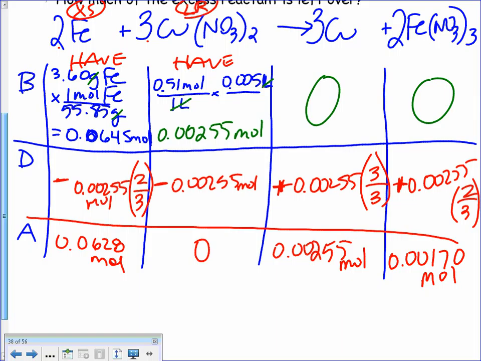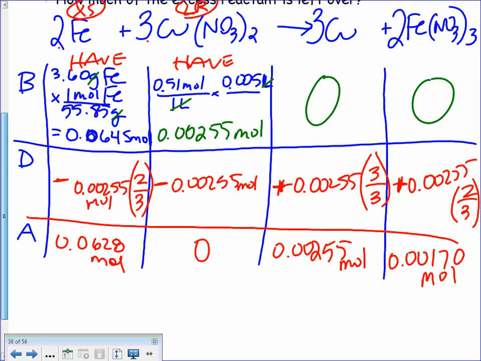So did you guys get, for the first column, you have excess of iron 0.0628 moles? Yes, and then copper 2 nitrate we knew ran out, it was our LR. The copper solid made was 0.00255, and the iron 3 nitrate was 0.00170 moles made.